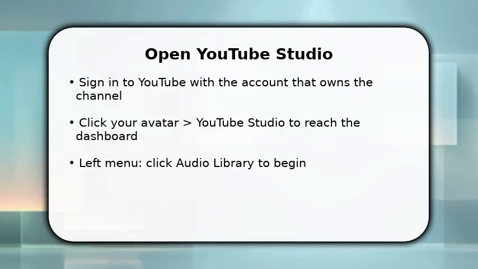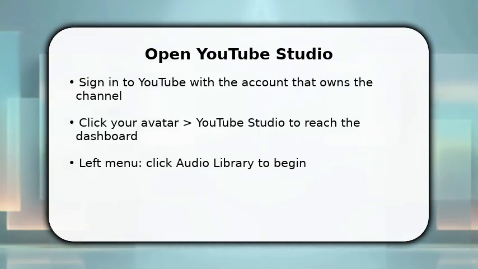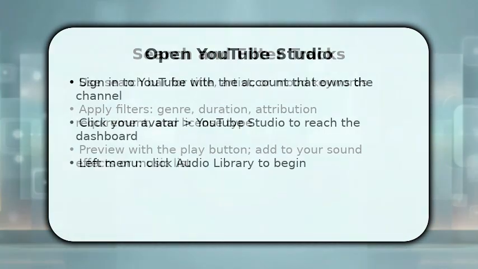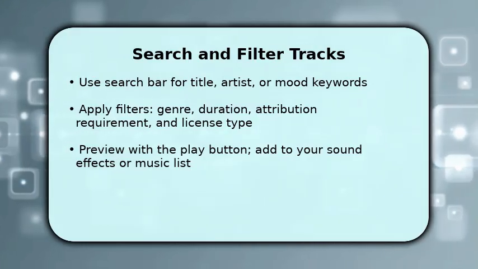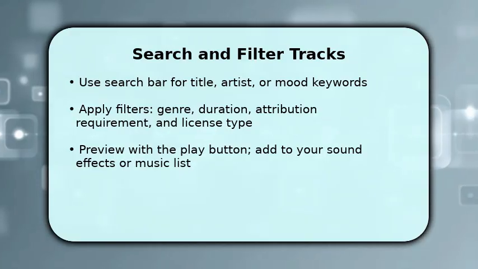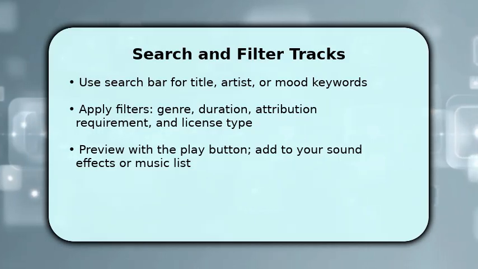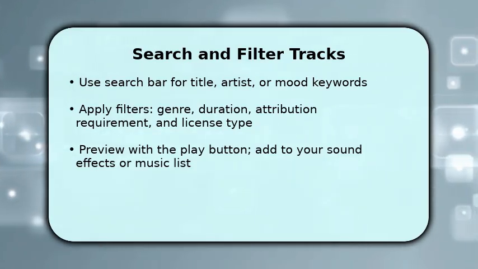Don't skip signing into the right account because downloads attach to channel usage. Once inside the audio library, use the search bar to find specific titles, artists, or moods. This narrows results quickly. Next, apply filters for genre, track duration, attribution requirements, and license type so you only see usable options for your project.